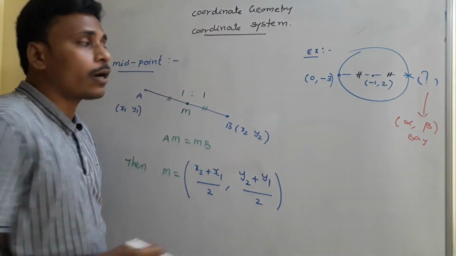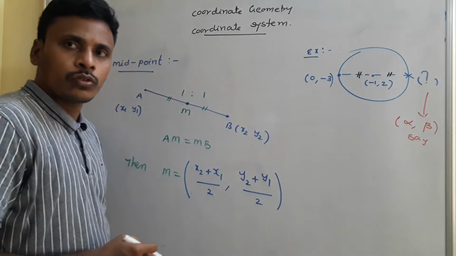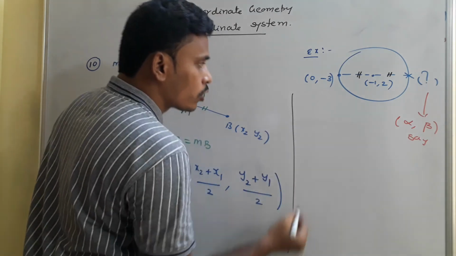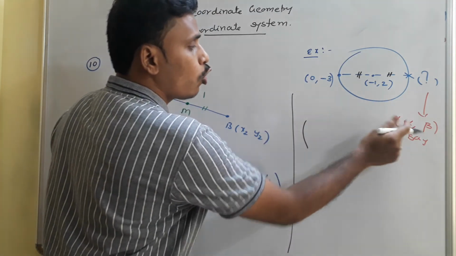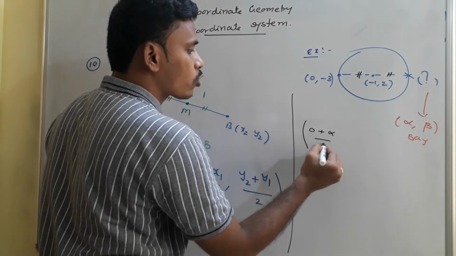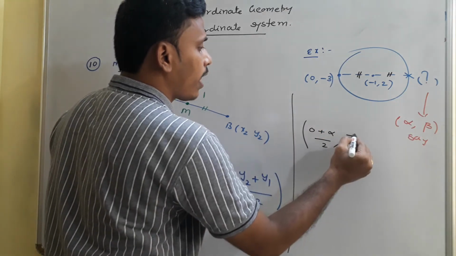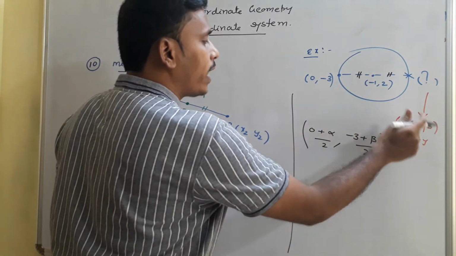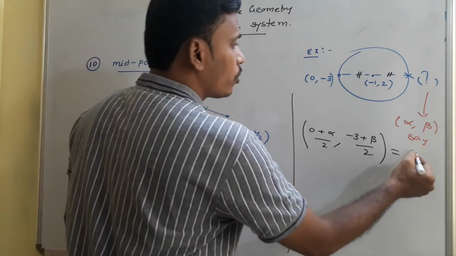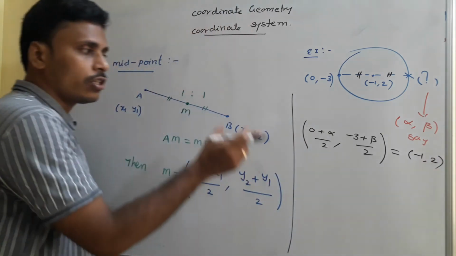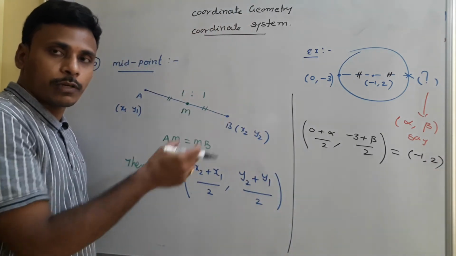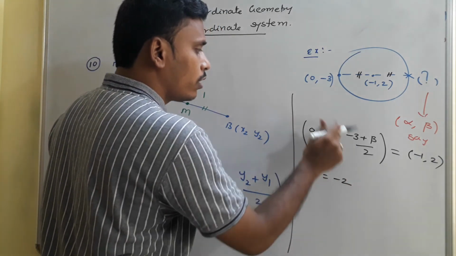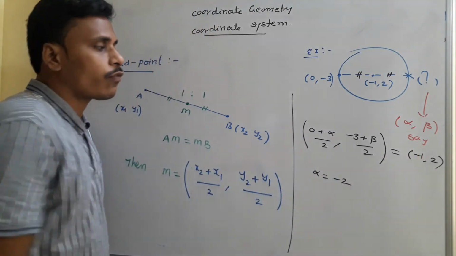Since (-1, 2) is the midpoint for these two, use the midpoint formula for the points of the diameter. As per the midpoint formula, (0 + alpha)/2 is the x coordinate, (-3 + beta)/2 is the y coordinate. The midpoint of these two ends of the diameter is simply the center, which is (-1, 2). Equalize the coordinates: this x coordinate with this -1, alpha is -2.